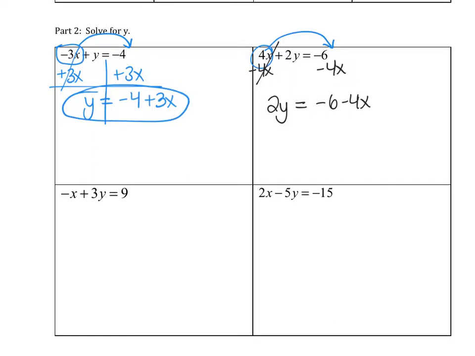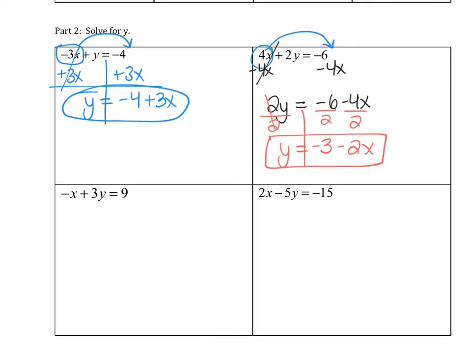Then my next step, my second step, is to get rid of the 2 and solve for the y. So since 2y means 2 times y, the opposite of times is dividing. So I'm going to divide by 2 to all three pieces. When I do that, I'm left with a final answer of y equals -6 divided by 2 is -3, -4 divided by 2 is -2x. There's our final answer. Okay, so that was a two-step.